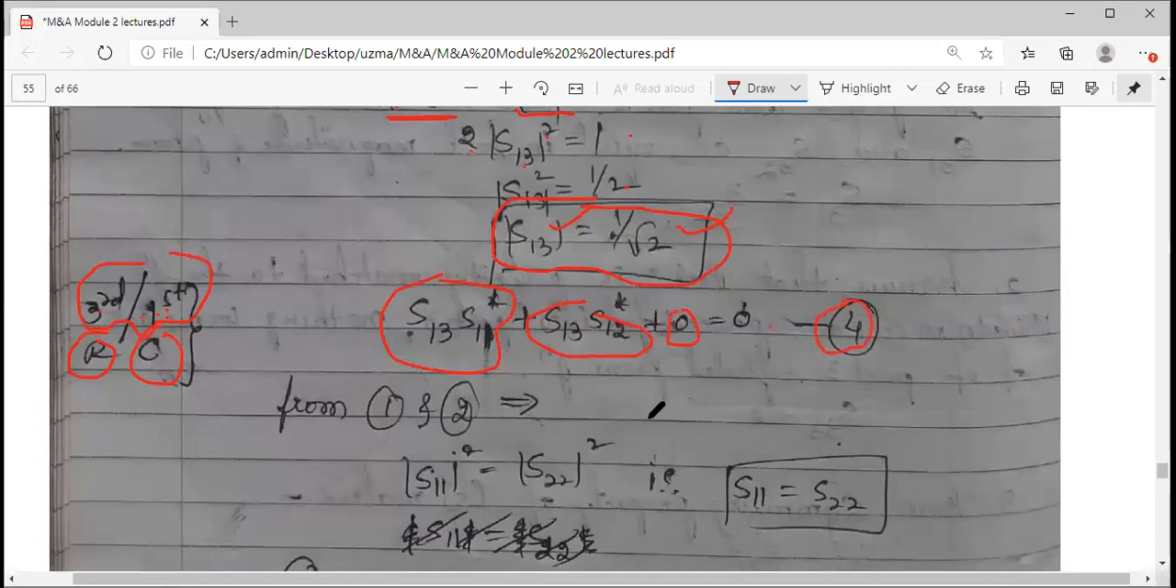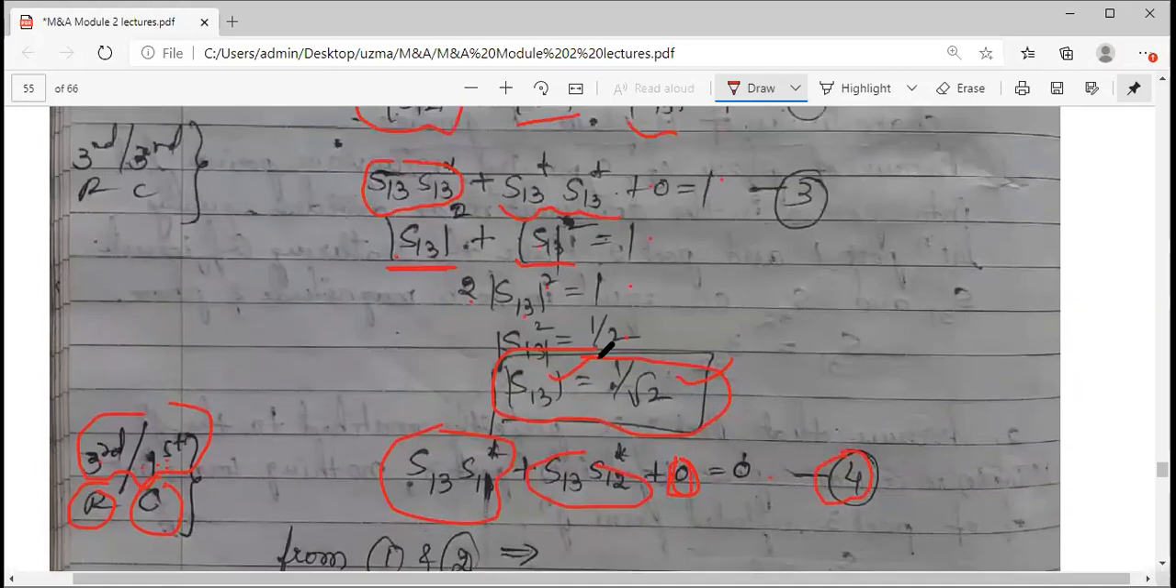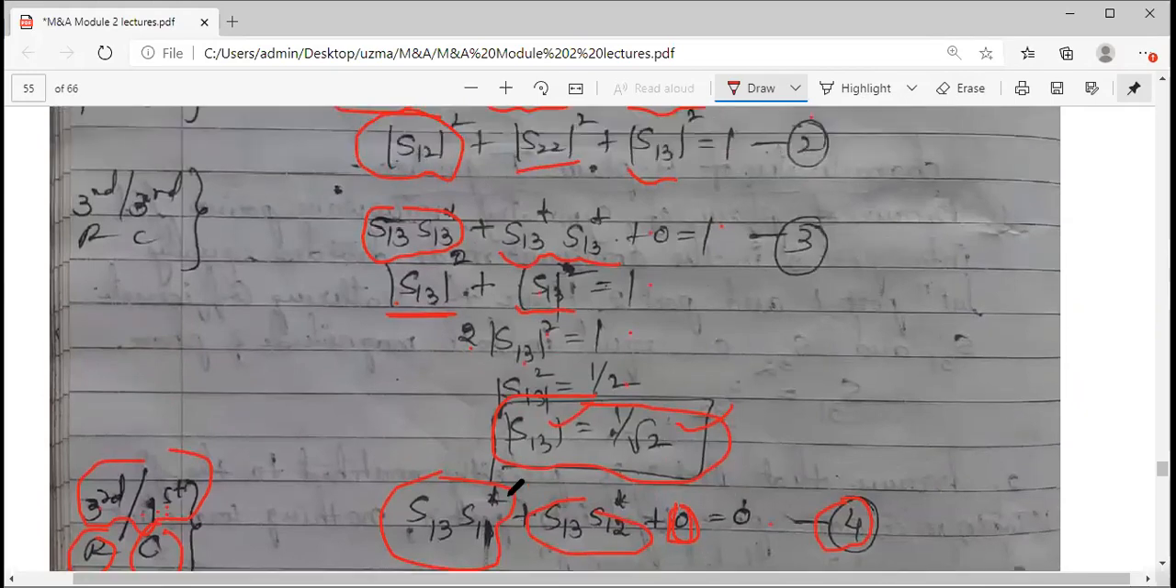I have chosen the third row element multiplication because it will make my work easier. One term will reduce, 0 will come. So now, further, I have to use mathematics to simplify the terms. Now, observe equation 1 and 2.